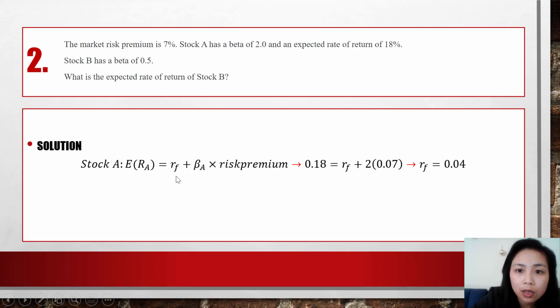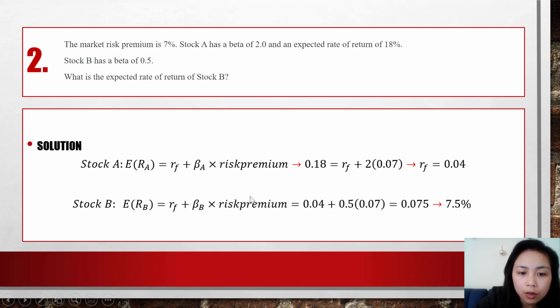The risk-free rate is not given, but the expected return of stock A is 0.18. The beta A is 2, so we got 0.18 is equal to RF plus 2 times 0.07. And from here we got RF is 0.04.